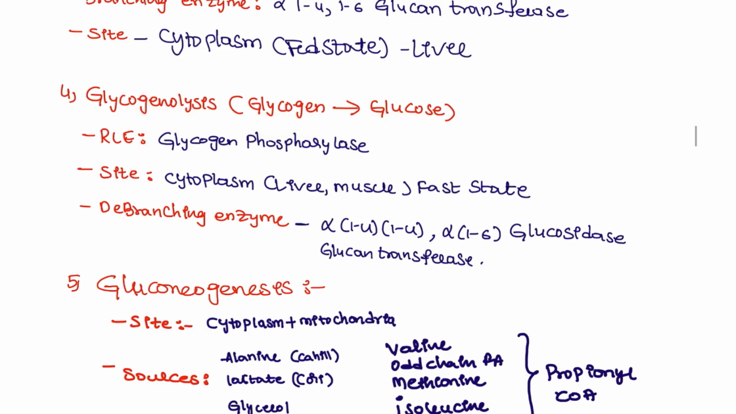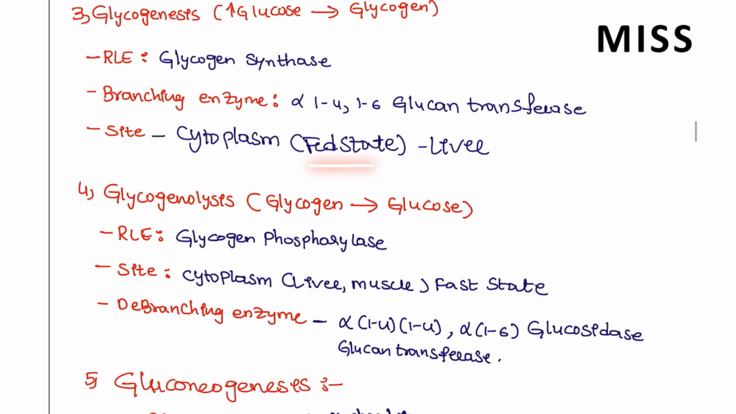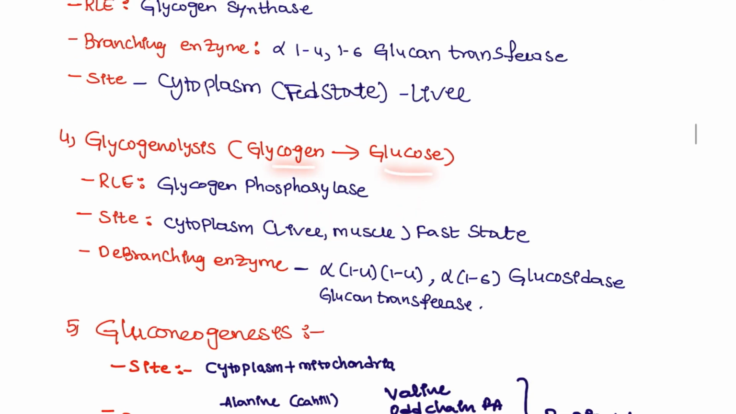So for that, the rate limiting enzyme is the glycogen phosphorylase. This is activated in the fasting state, and it occurs in the cytoplasm. The only difference is that glycogenesis is in the fed state, while this is in the fasting state, and liver plus muscle will be involved here. Glycogen is breaking down back into the glucose. That means whatever branches you created, you have to break them. So that's why we have the debranching enzyme. Alpha 1,4 and alpha 1,6 glucosidase is our debranching enzyme.